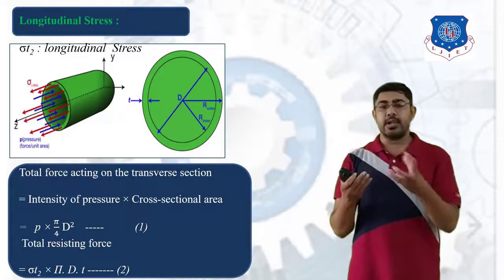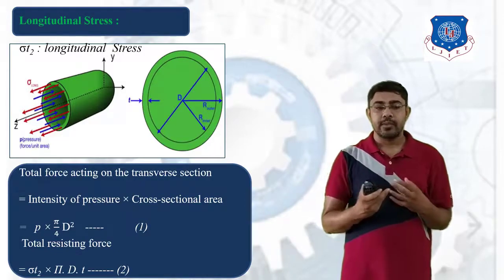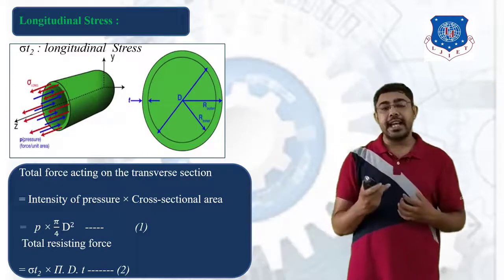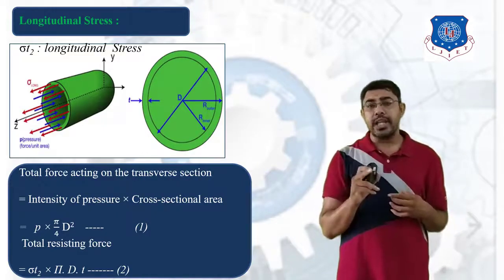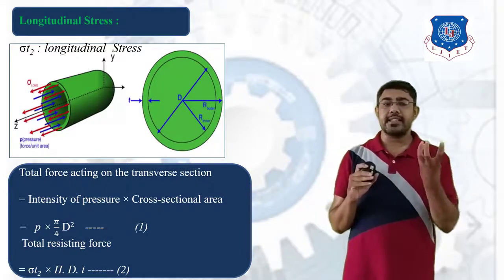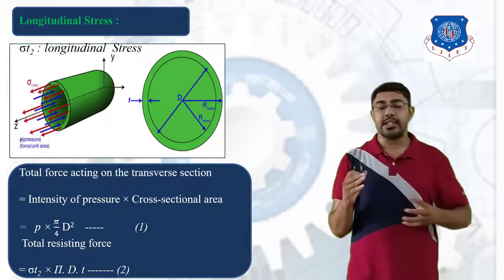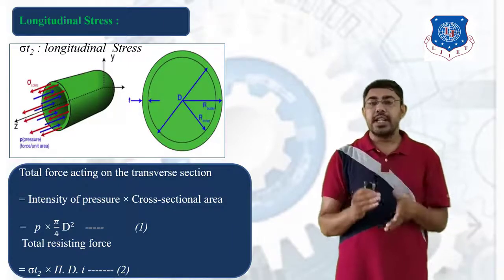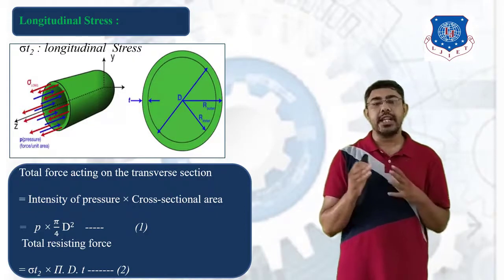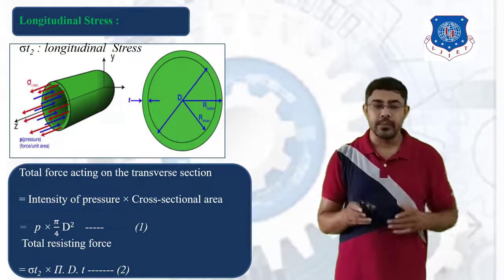Now the force resisting is in terms of sigma longitudinal. So for the total resisting force, the resisting area is pi into d into t, and the resisting stress is the longitudinal stress. So the resisting force becomes sigma T2 into pi d into t. Here sigma T2 is the longitudinal stress. Give it equation number 2.